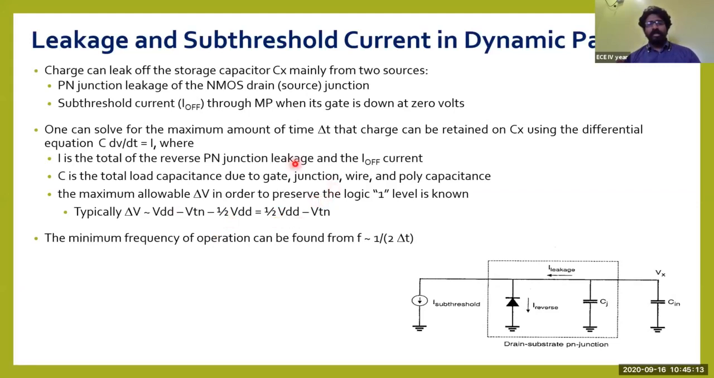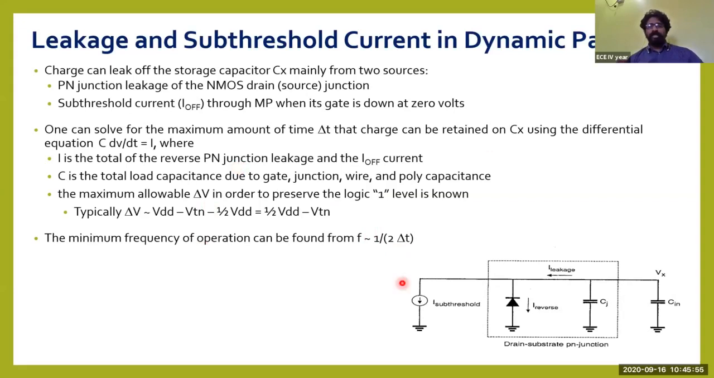If I supply a voltage equal to 1 volt, then it is like half minus 0.4 volts. Why? Because the threshold voltage of your transistor is between 0.4 and 0.5. So if I take it as 0.4, it is like 0.5 minus 0.4, so 0.1 volt will be the maximum amount of voltage in this example which I have taken right now. So now how to calculate the frequency? The maximum frequency of this operation can be found by this formula, F equals 1 by 2 times the time taken to charge that capacitor.